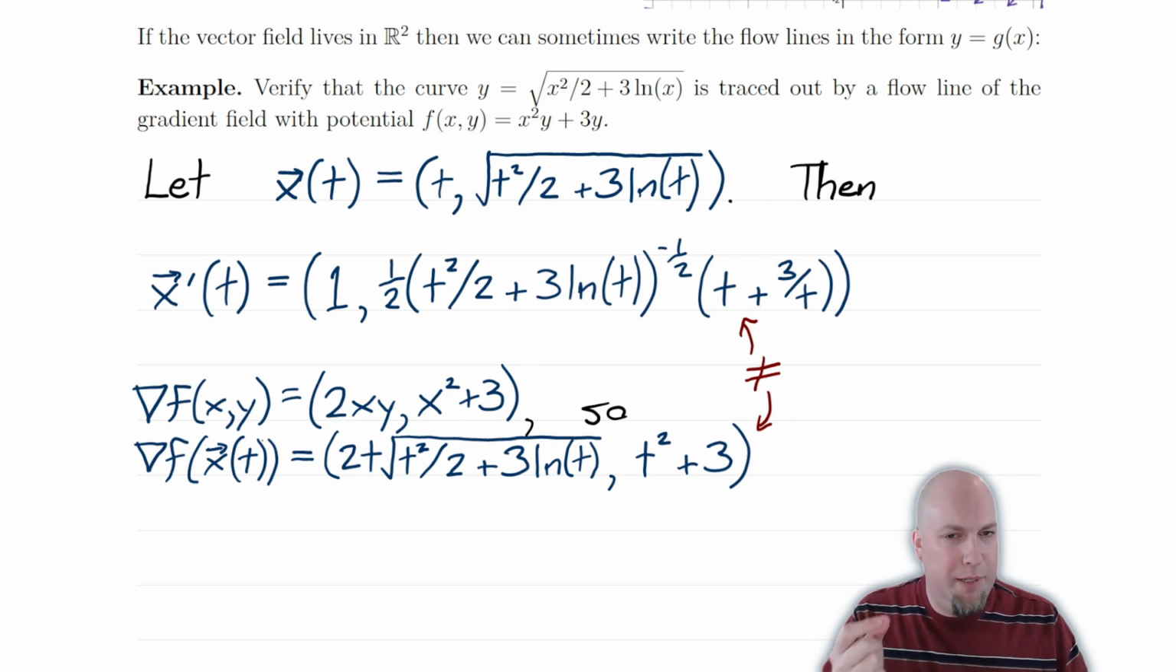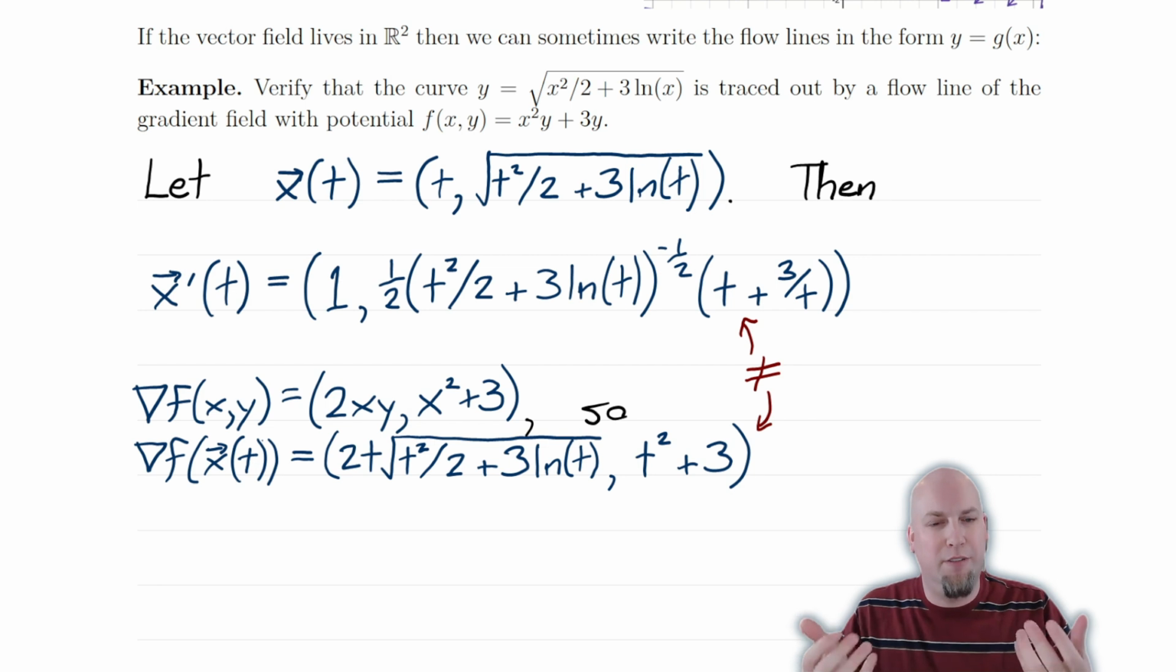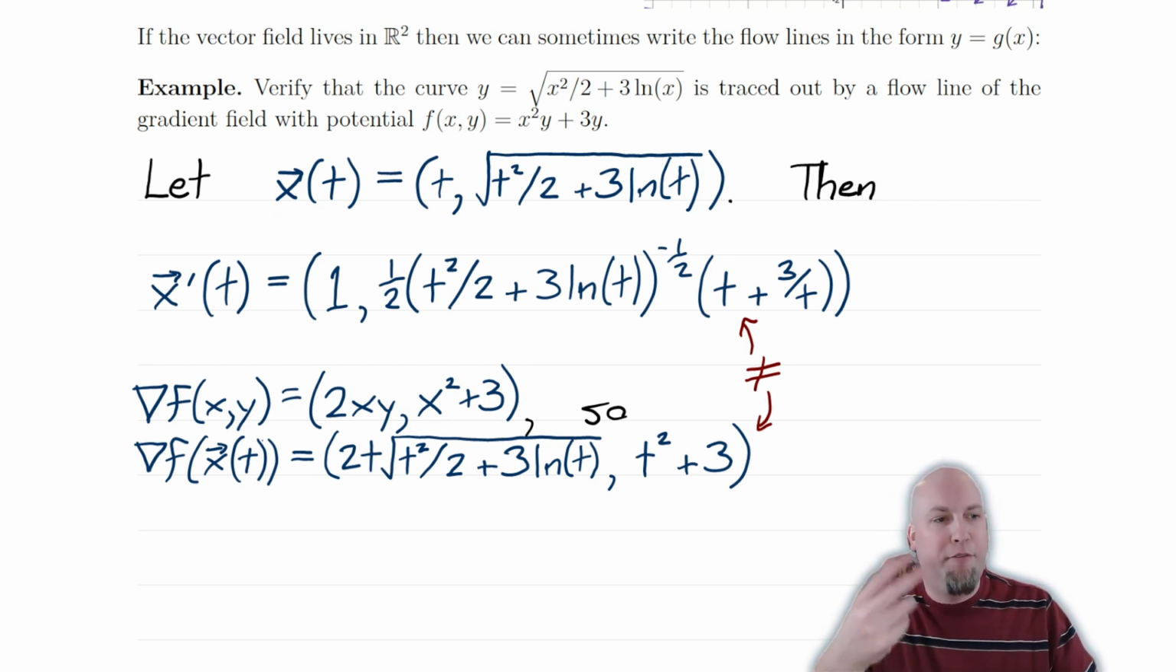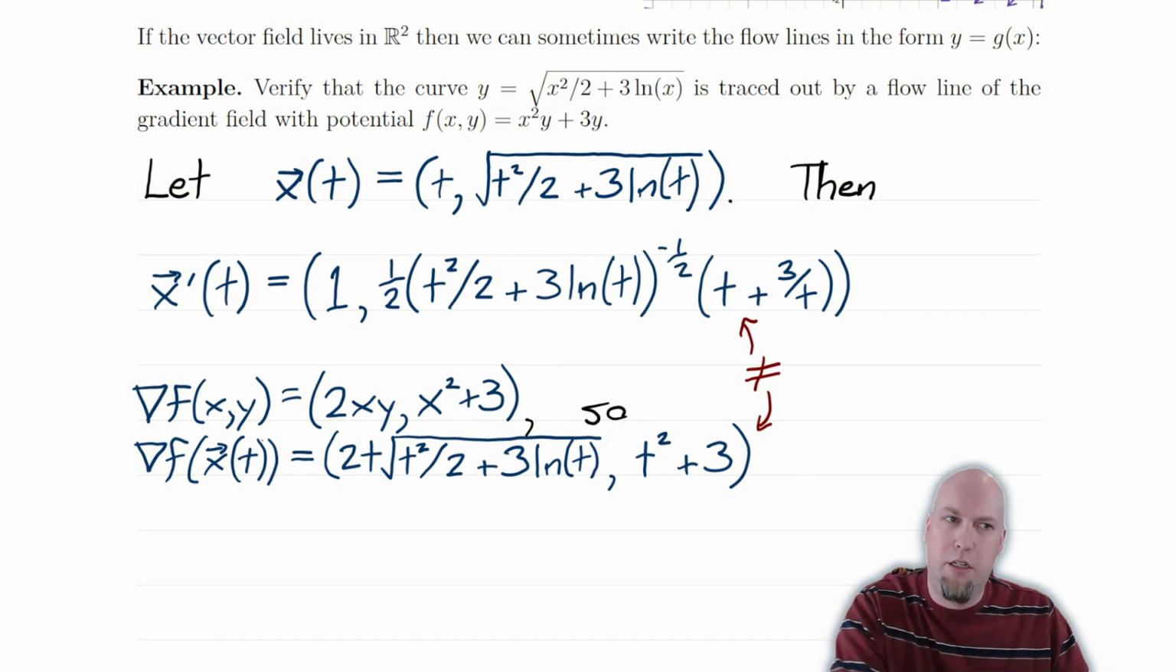So maybe I'm thinking, oh shoot, did something go wrong? Is there a problem with this? Maybe this really isn't a flow line. And yeah, x is not a flow line, but if you read the question really carefully, we weren't asked to show that this x was a flow line. A flow line is a path, not a curve.